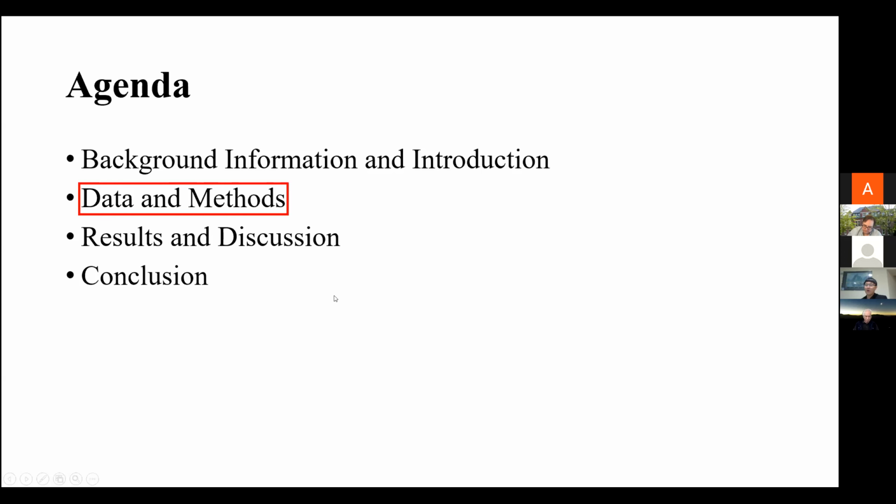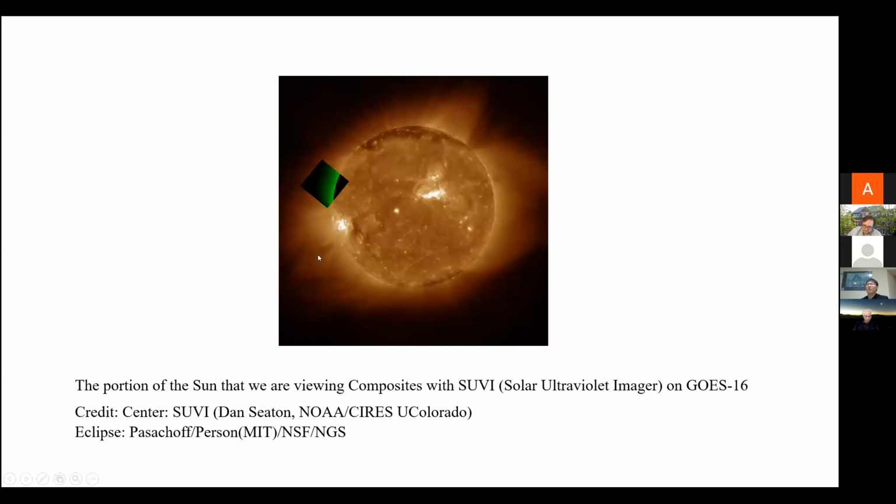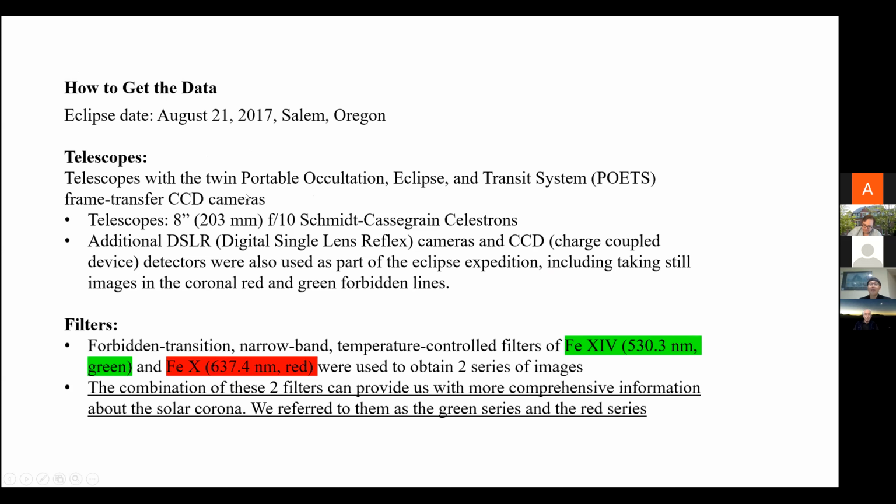So on to how we use these concepts in data and methods. So this is a portion of the sun, and we're focusing on the selected square portion for our data analysis. And a huge thank you to Dr. Michael Person from MIT as part of the Williams College expedition. Dr. Person got the data using the telescopes and filters listed here. He also played a big role in advising this thesis.